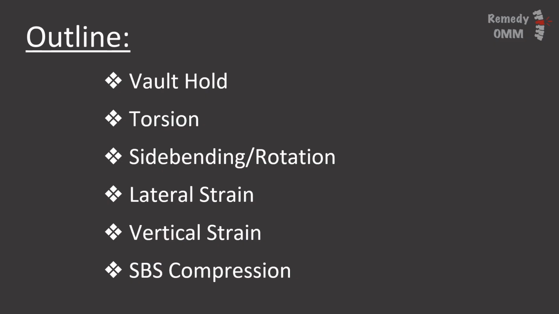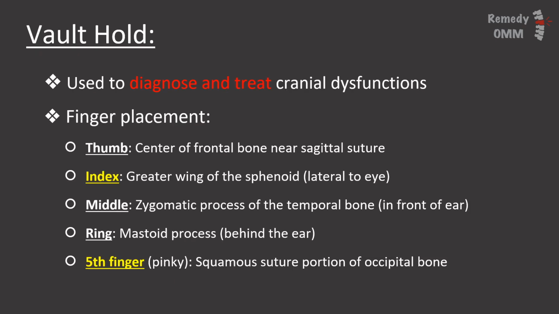In this lecture, we will go over the various diagnoses associated with cranial practice and any associated treatments. In order to diagnose and treat cranial dysfunctions, we first need to understand the anatomy, which can be reviewed in Part 1. Diagnosing dysfunctions requires one to know the vault hold. The vault hold is one of the highest yield things to know regarding cranial questions on COMLEX exams. Specifically, knowing where each finger goes is key. Here is a list of where each finger is supposed to be. Internalize it, memorize it, it's the key.